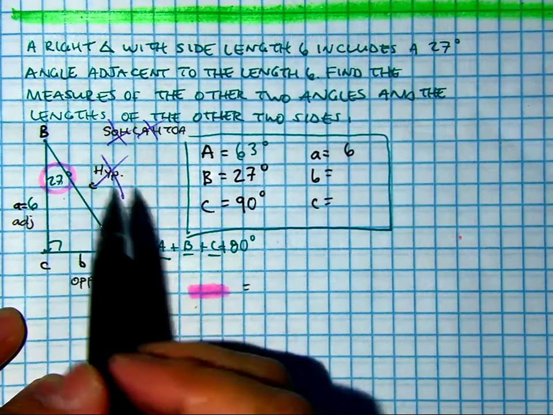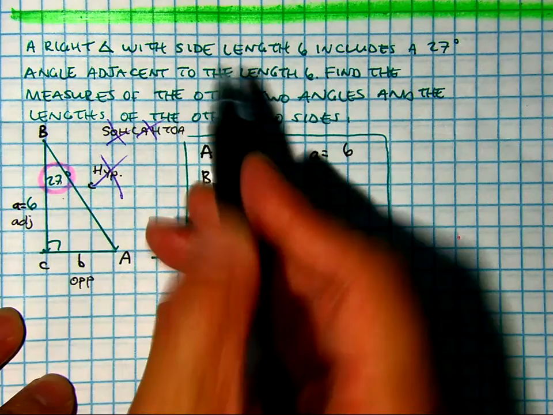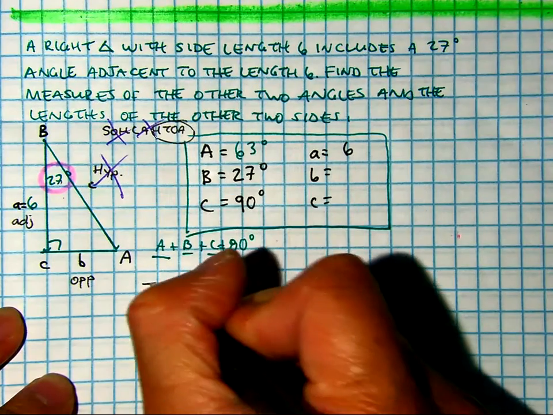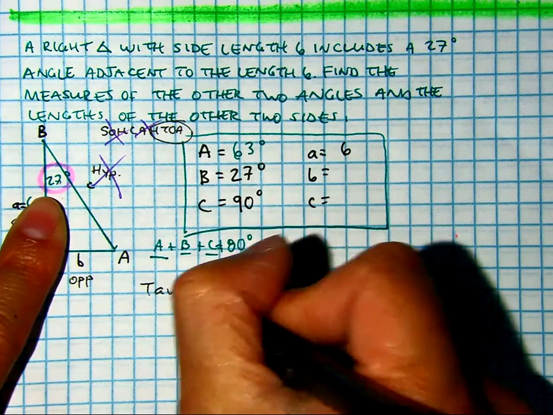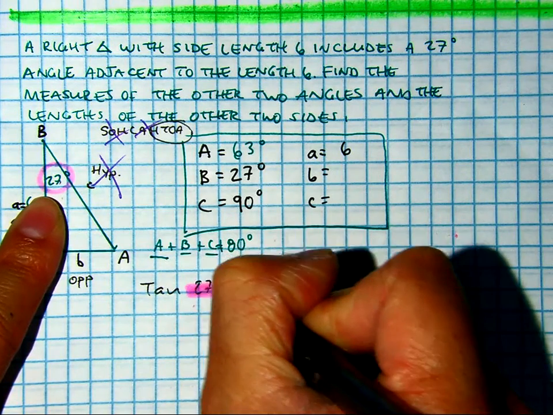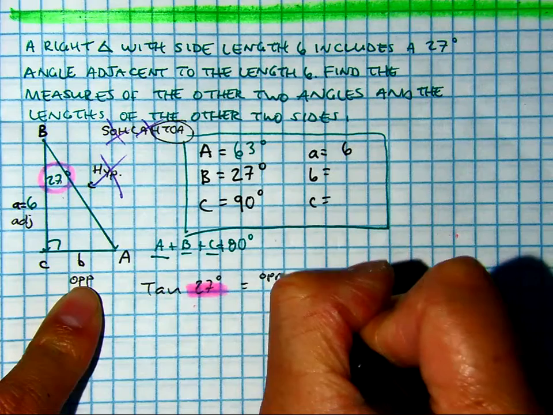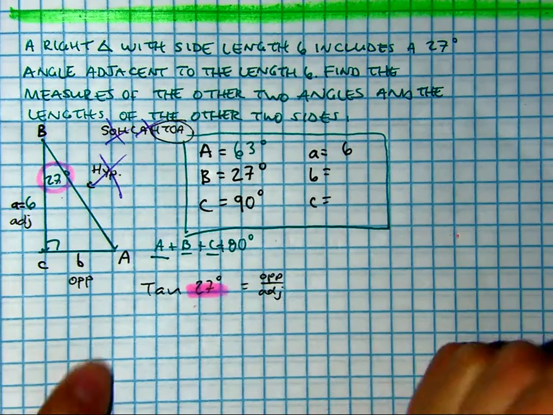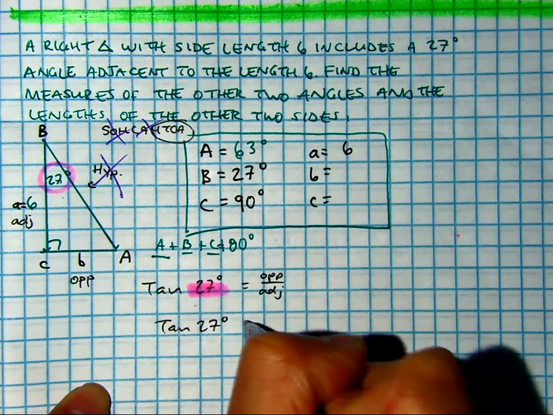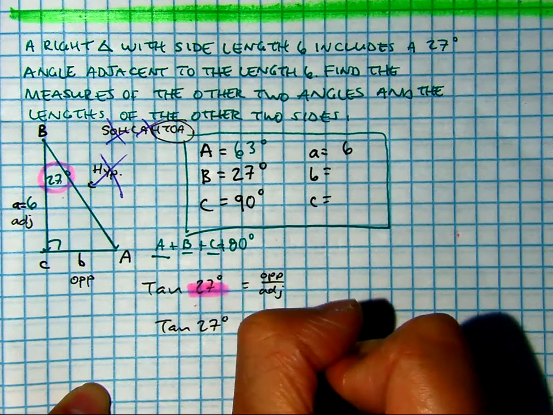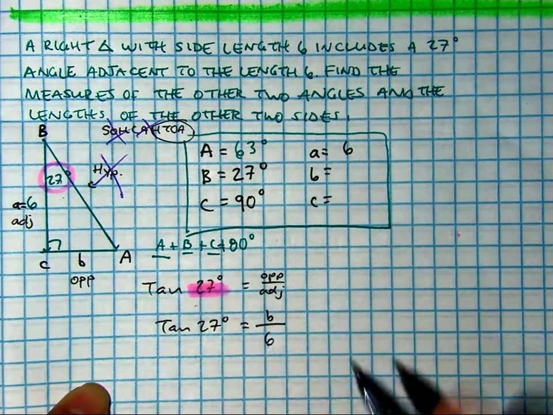So now I have which trig function? So tangent of the angle. The angle's always right next to the trig function. So tangent of 27 degrees is the opposite over the adjacent? The opposite is lowercase b, and the adjacent? 6. Partner A, tell partner B, how do you solve this right here? What do you do next in math?